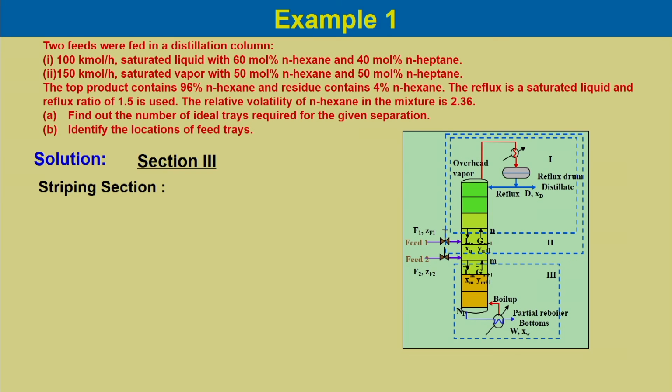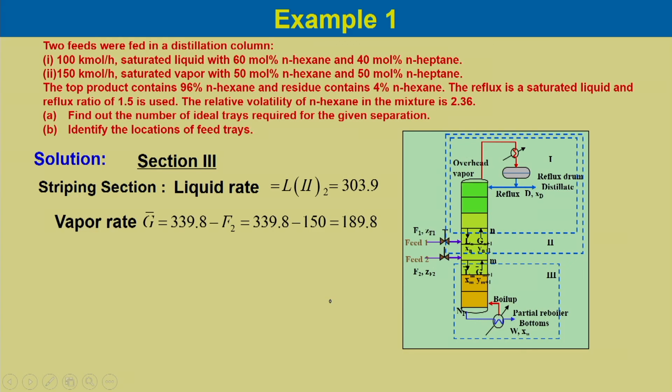And for section 3 the liquid rate would be the liquid rate in the section 2, which is 303.9, and vapor rate, because the feed is saturated vapor, would be 339.8 minus F2. So, it would be 339.8 minus 150, which is 189.8.